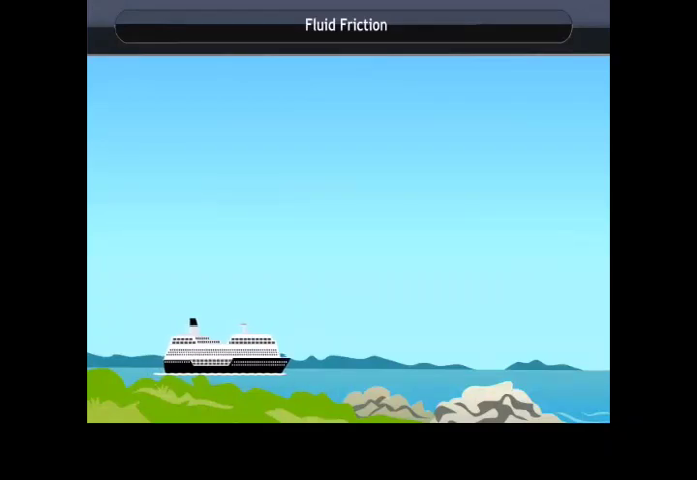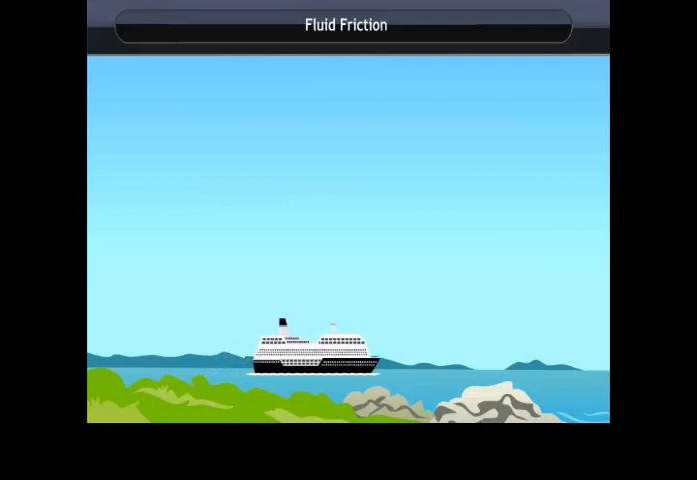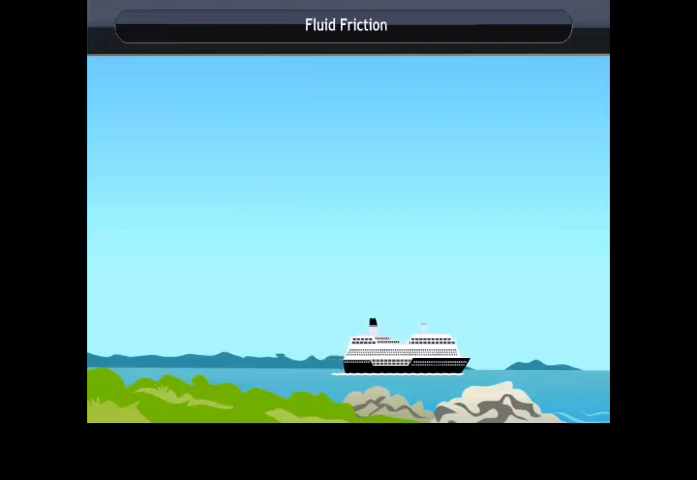Fluid friction. Fluid is a common name for liquids and gases. Till now, we have seen friction offered by surfaces which are solid. Now we shall learn about the friction offered by fluids. Fluids offer friction to the objects moving through them. This friction is called fluid friction.